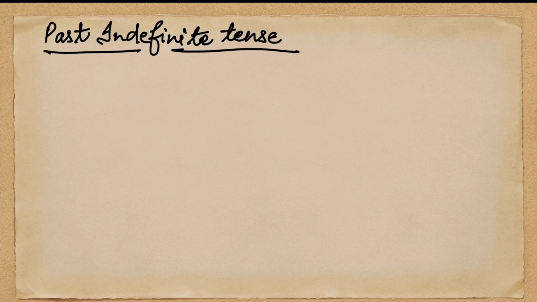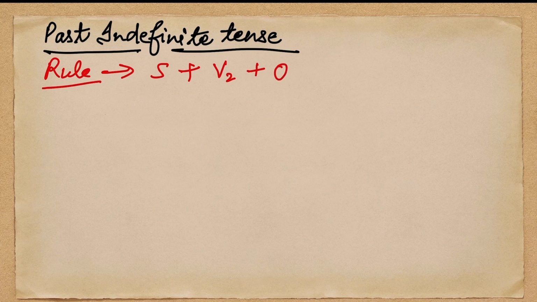So past indefinite tense, first of all we look at the general rule of the past indefinite tense. So what's the rule? Subject plus second form of verb plus object. This is the rule.